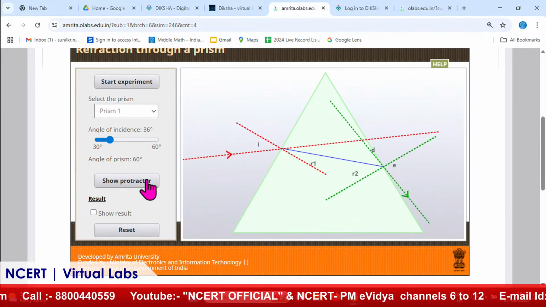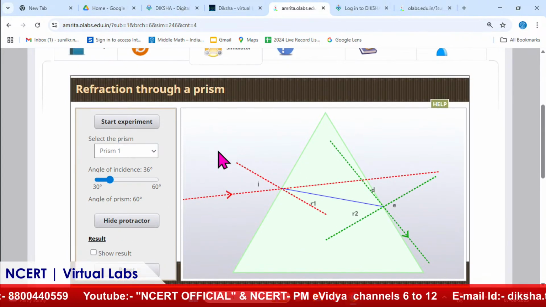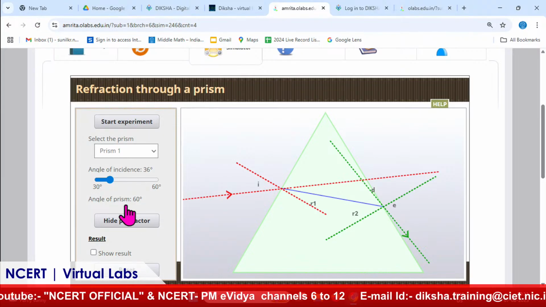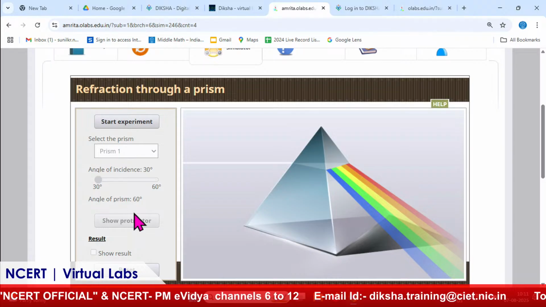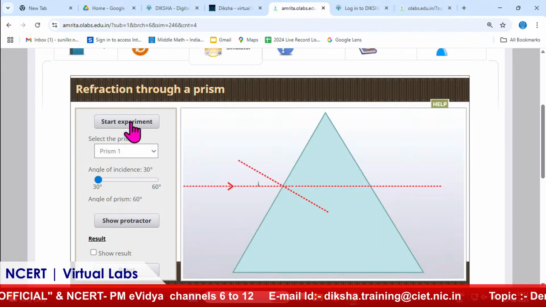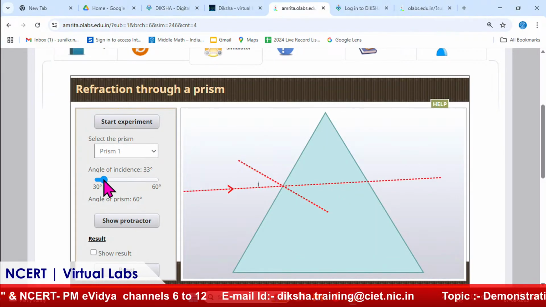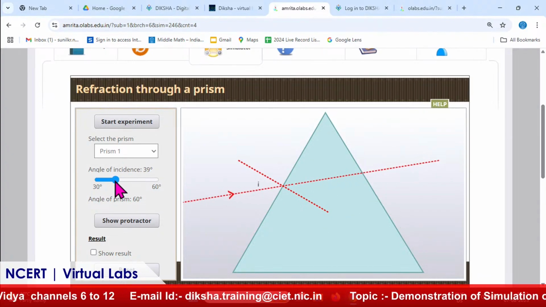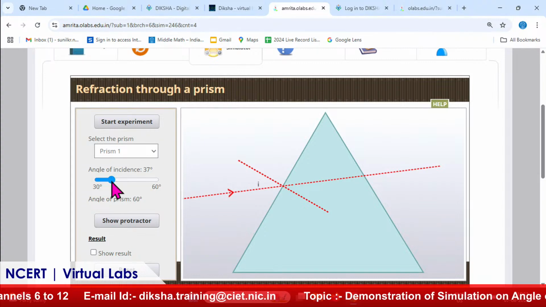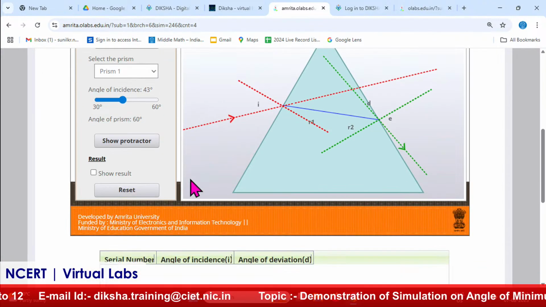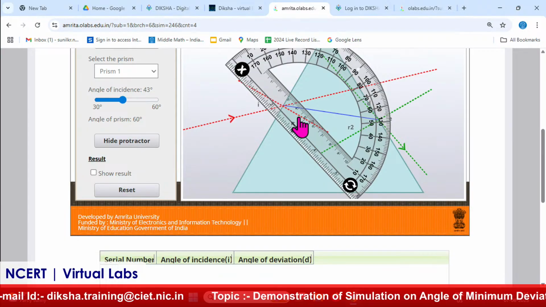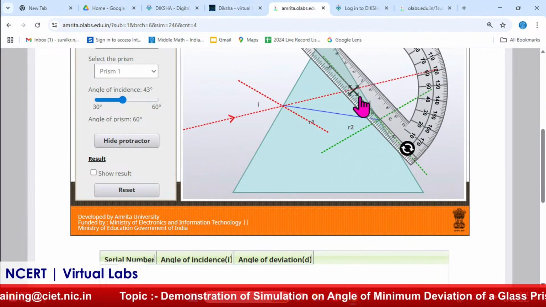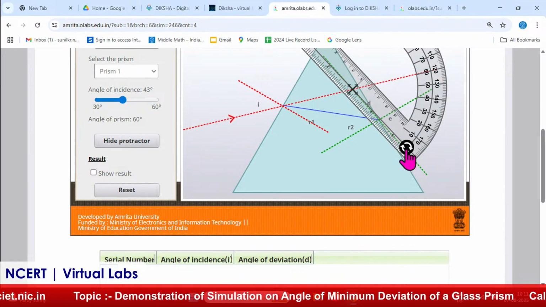It is not coming over here. Let us show protractor. Again we can refresh it, start experiment. Let it be 43 degrees, show protractor now. Okay. Maybe because the network connection is slow, you can refresh it and you will find this.